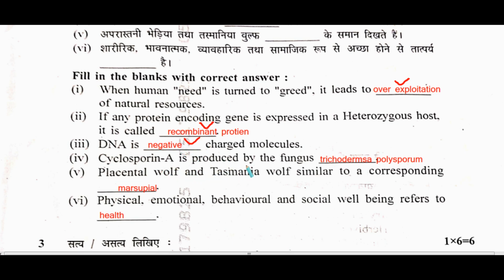Cyclosporin A is produced by the fungus Trichoderma polysporum. Placental wolf and Tasmanian wolf are similar to the corresponding marsupial. Here you will fill in marsupial. Physical, emotional, behavioral and social well-being refers to health or good health.